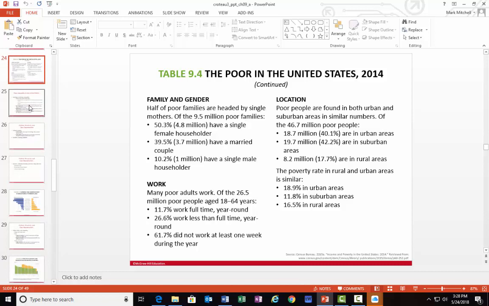The families that suffer from poverty the most are single-parent families that are female-headed. And then we see, for example, when it comes to work, most people who are in poverty want to work, but they're working less than full-time and sometimes having trouble working every single week of the year. In terms of where poverty is located, it seems to be very similar in urban and rural areas, but in suburban areas, the poverty rate seems to drop a little bit.